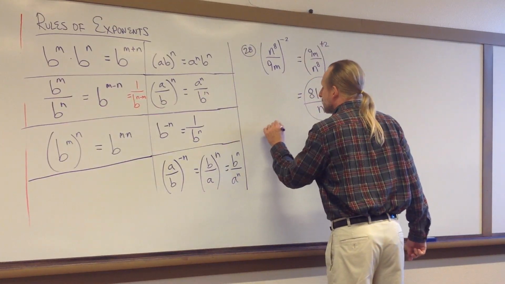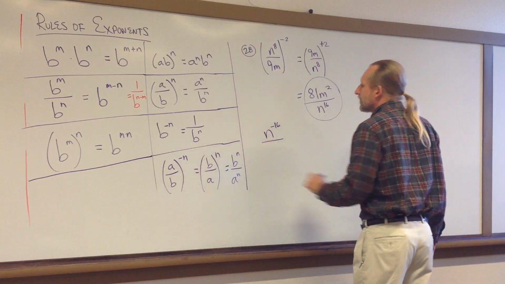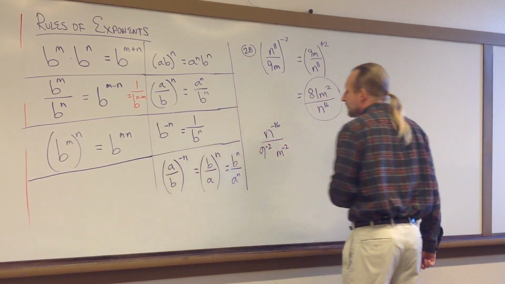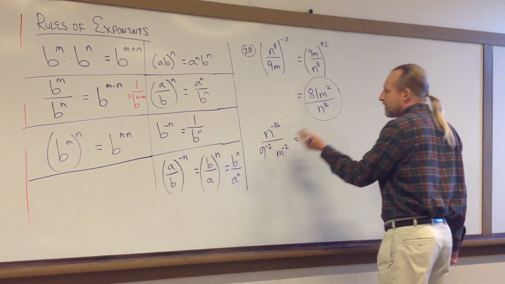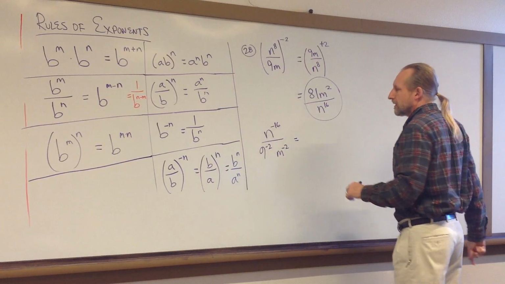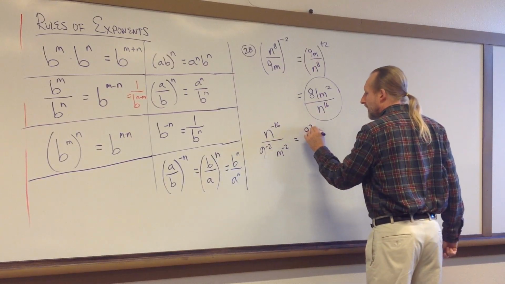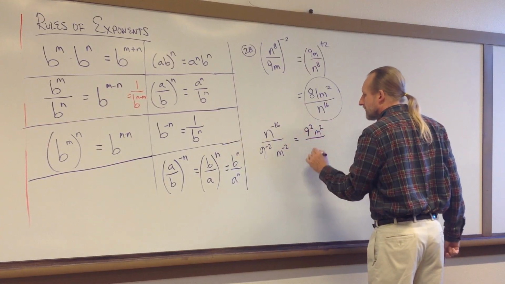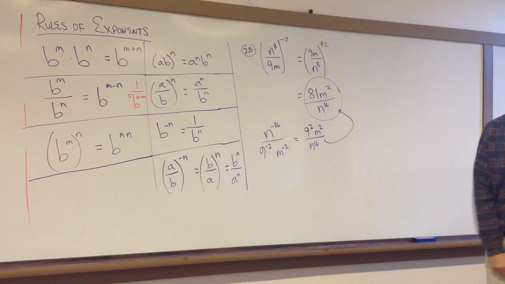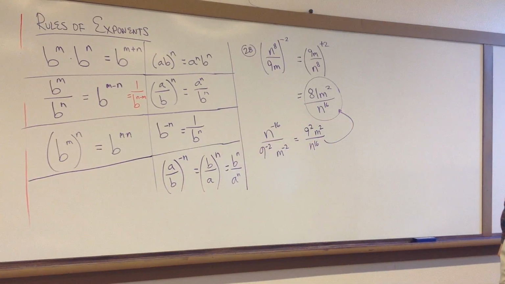You'll get n to the minus 16th on top, 9 to the minus 2, m to the minus 2 on the bottom. So now we've got to switch everything around. That's what this process does at the beginning, okay? So now we'll have 9 squared m squared on top, n to the 16th on the bottom, and then we're just one step away from the answer that we got doing it the other way.